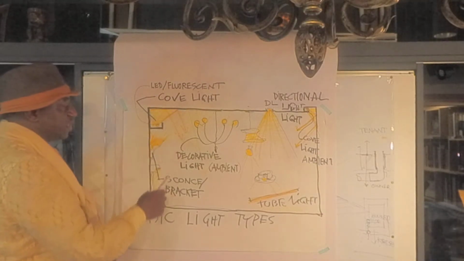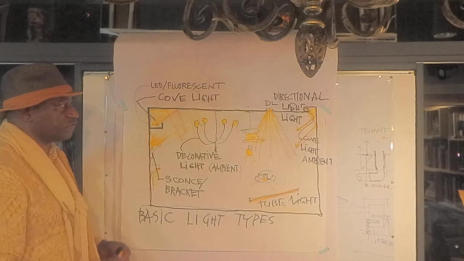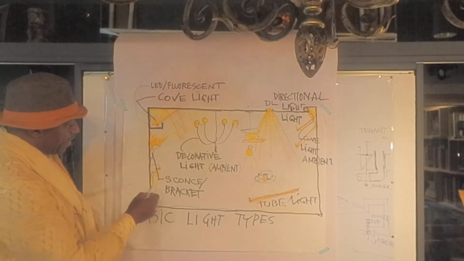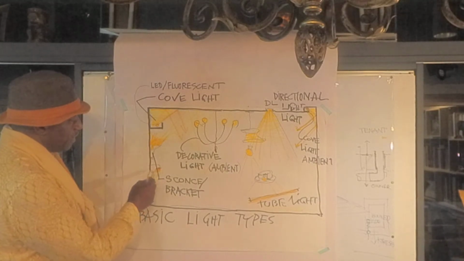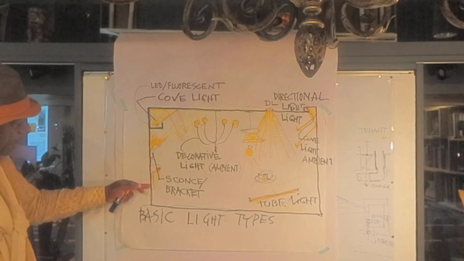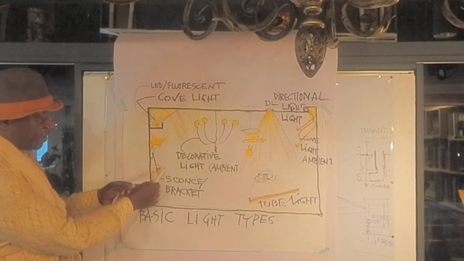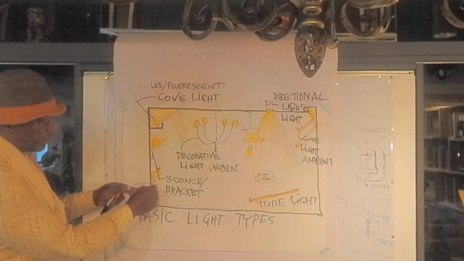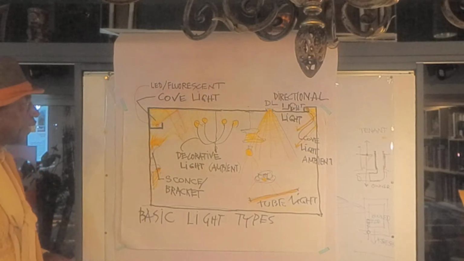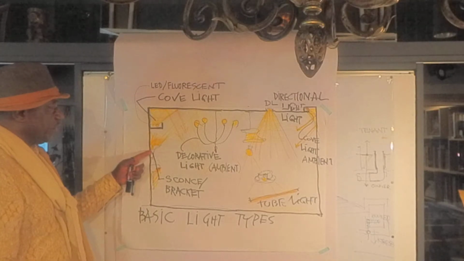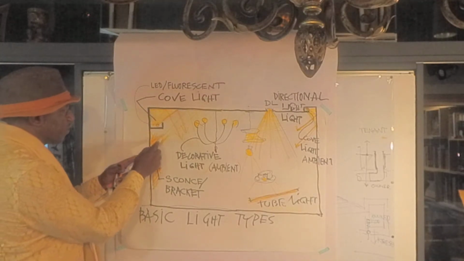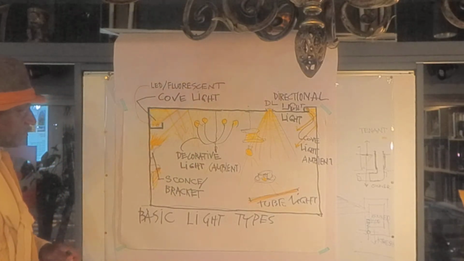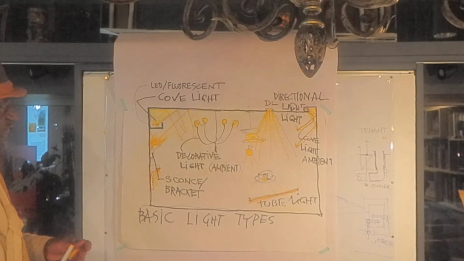These are directional lights, and they are focused for illuminating, for example, a painting. Like in this case, if you have a piece of painting on the wall, you can have the bracket that sticks out, and it casts the light over to your painting. And on the other side, this one goes to the ceiling and brings the light back way down into the room in a more soft fashion.